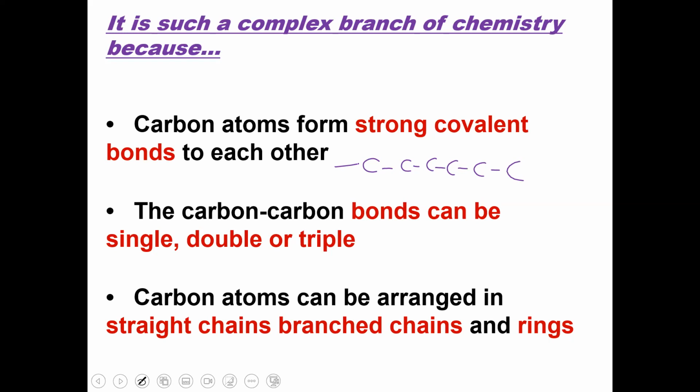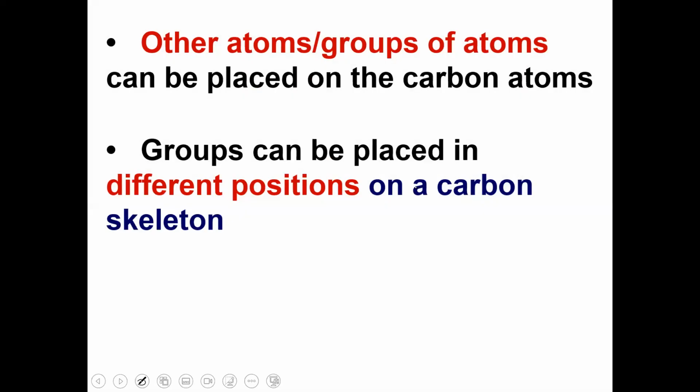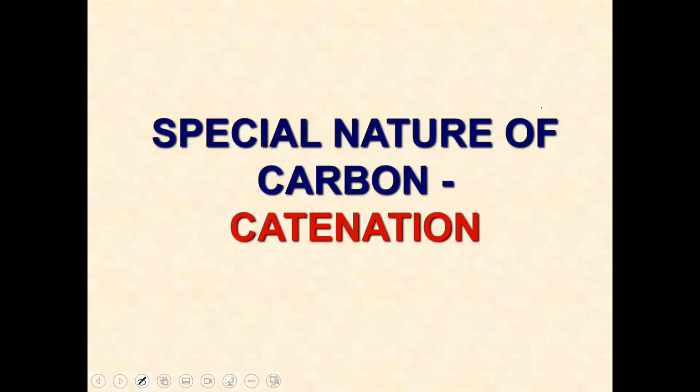Carbon atoms form strong covalent bonds. They have a single bond, they have a double bond. Look, this was a double bond, and carbon is also capable of forming a triple bond. So due to the variety, carbon is capable of forming so many compounds. Other atoms can be placed in a carbon chain. Carbon can be combined with nitrogen, sulfur, and oxygen. So carbon is a very social element and its compounds are in a huge variety. So it has to be separated.